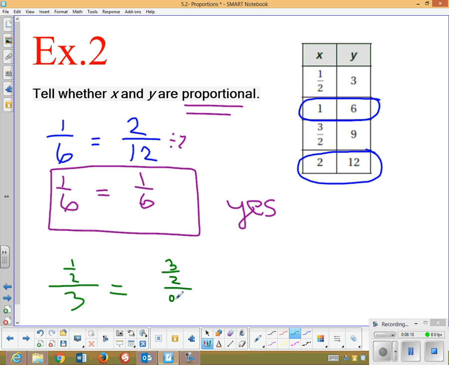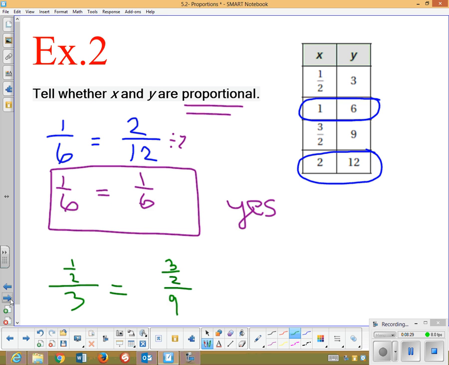Okay? All right, so what we've been doing is we've been taking our ratios and reducing them to see if they are the same on each side. Now, I'm going to show you in the next example 3, there's another way you can figure out if they are proportional or not. You don't have to just reduce, and I'm going to show you how you can do that in our next example.